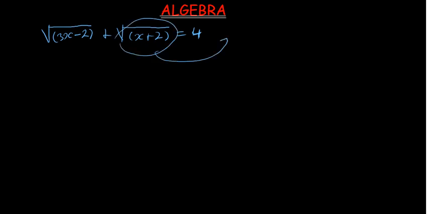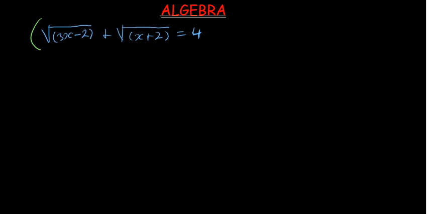Another question that we are going to look at is, let's say they give you something like root 3x minus 2 plus root x plus 2 is equal to 4. Here we are solving for x. Alright, so there are two ways you can go about this one. Either you take this one to the other side, then you square both sides, or you can just do it here and now. You're still going to get the same thing.